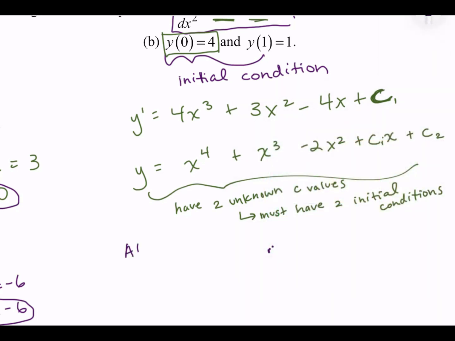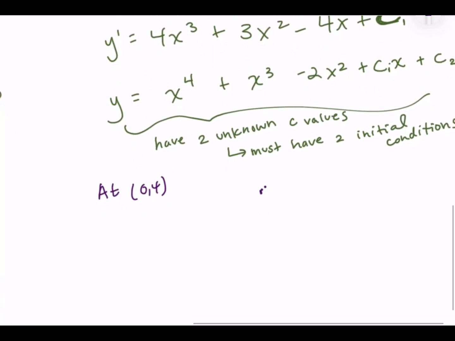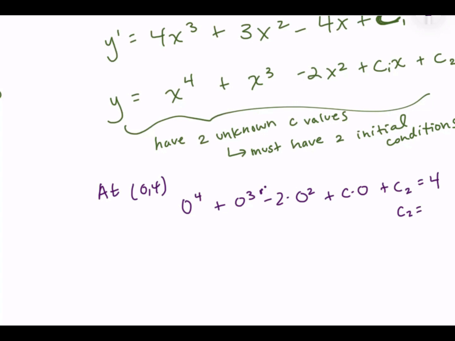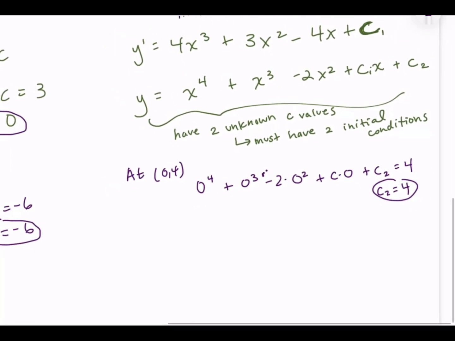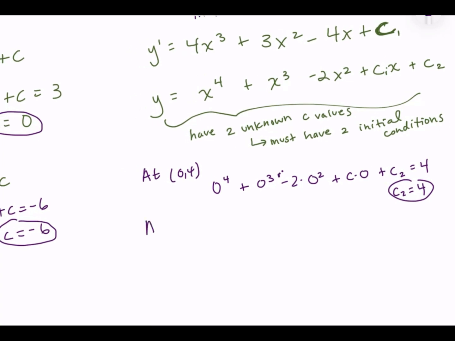Okay, so I will say at 0, 4, and it's always good when you can plug in one with zeros, because then my x is just 0, right? And that's really easy to calculate. So this one, c times 0, it goes away, and then I have plus my second c, and it equals 4. So everything cancels out, and I get c2 equals 4. So I already know one of my c's. Woohoo!